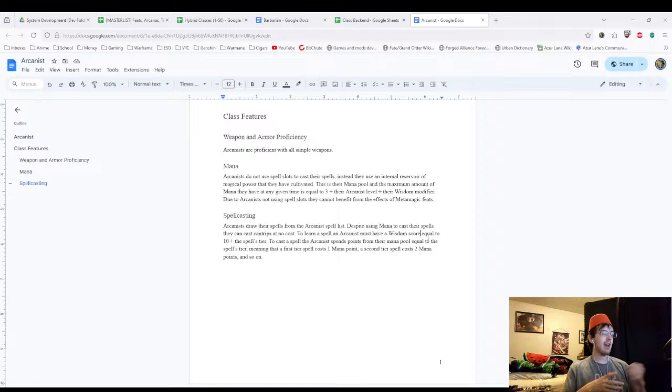I mean, you have a base 4 mana pool if you have 0 wisdom, which kind of fails with the example here. So if you have a base 12 wisdom, you're sitting with 5 mana points. You can cast a second tier spell twice before you can't cast any more second tier spells. Which reminds me, I do need to write some more in here. Oh yeah, spells known.